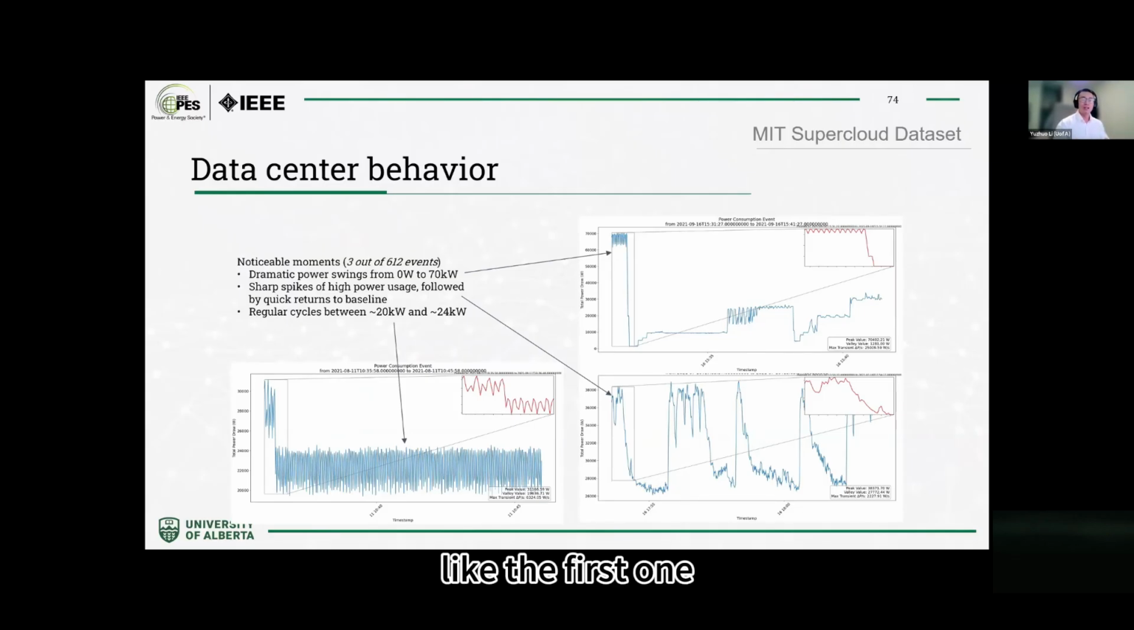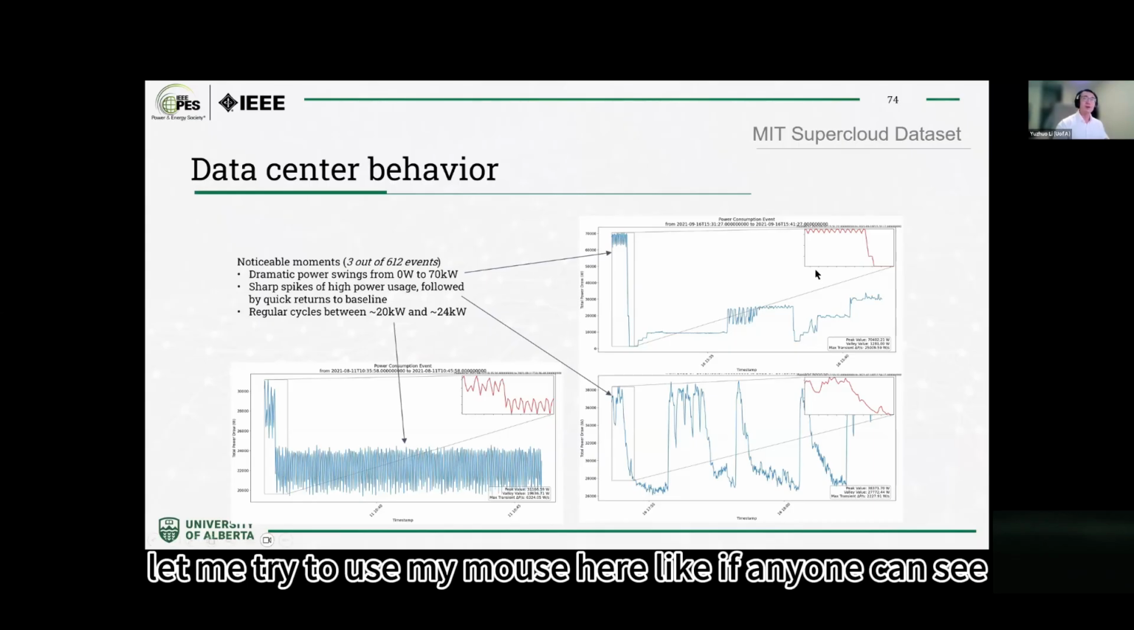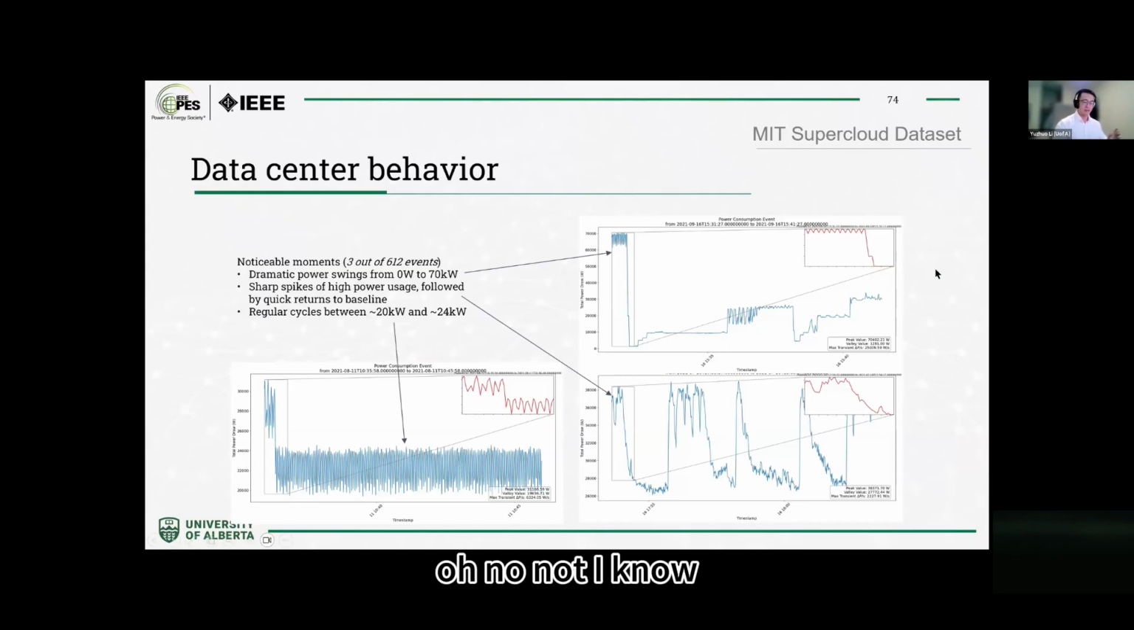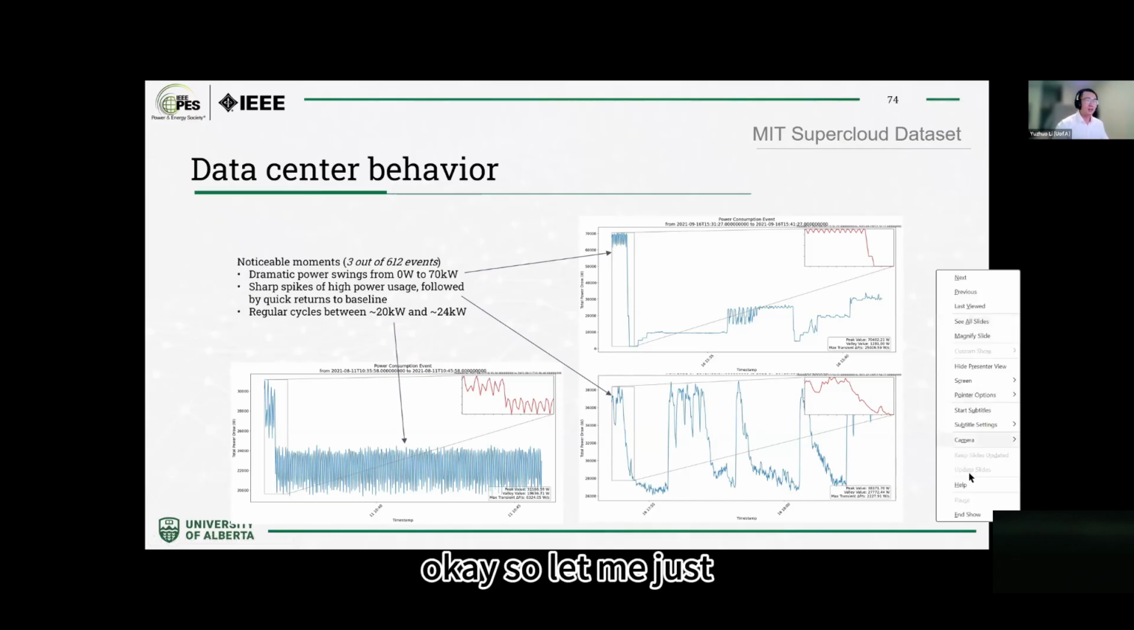Like the first one, let me try to use my mouse here, if anyone can see. Oh no, not I know. Okay, so let me just use my mouse to describe.